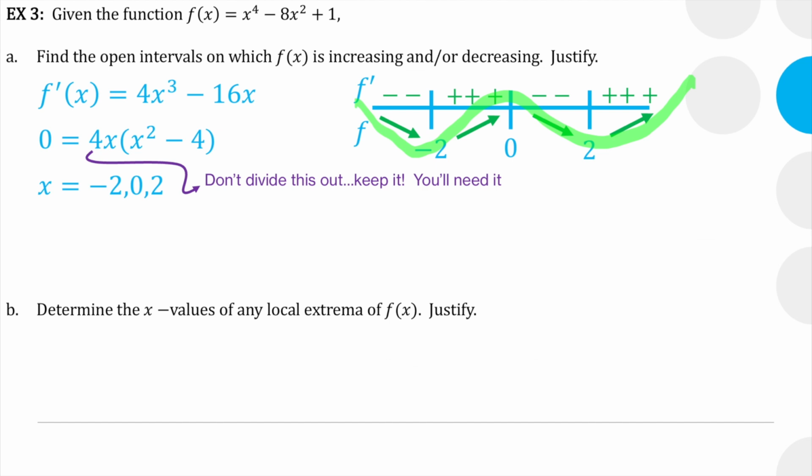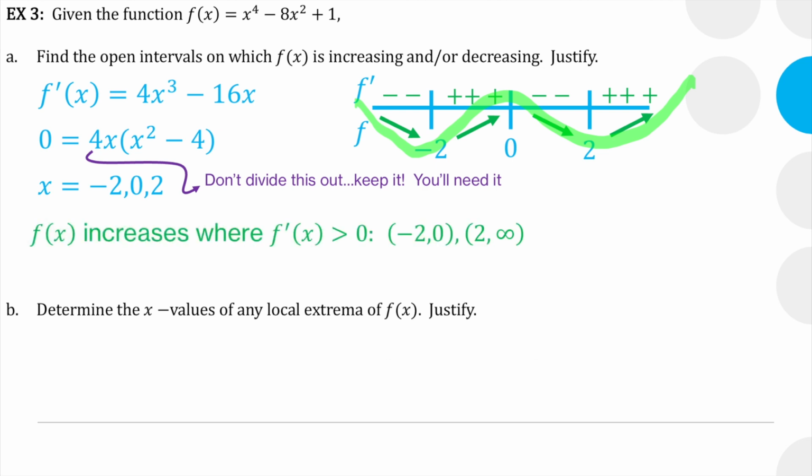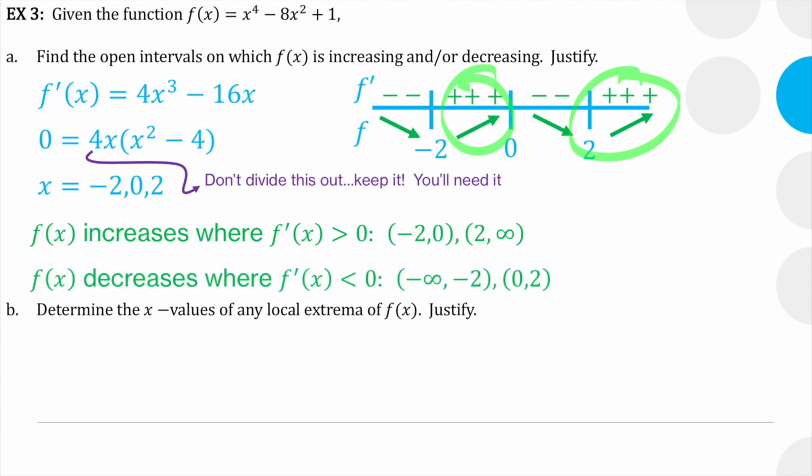Now I can translate that into some lovely sentences. F of x is increasing where f prime of x is greater than 0, so that's negative 2 to 0 and 2 to infinity, and then f of x decreases where f prime of x is less than 0. So that's negative infinity to negative 2 and 0 to 2.